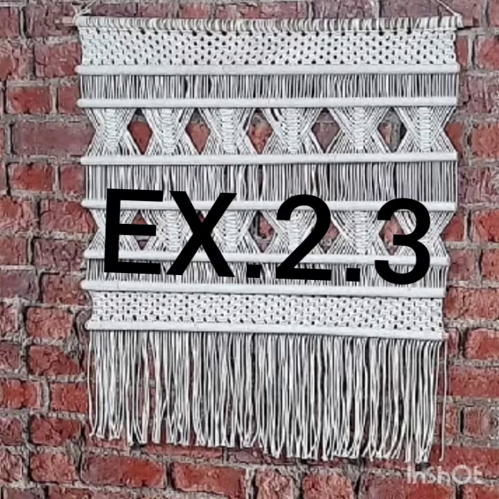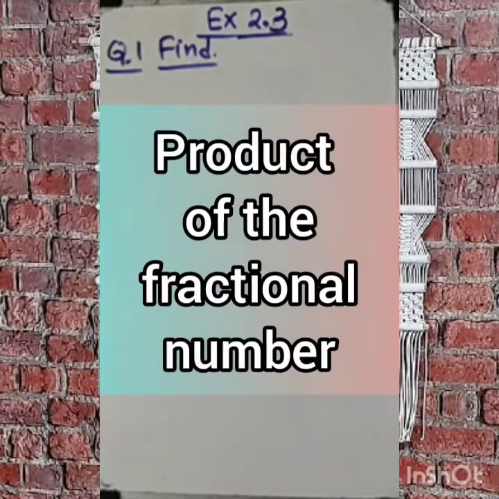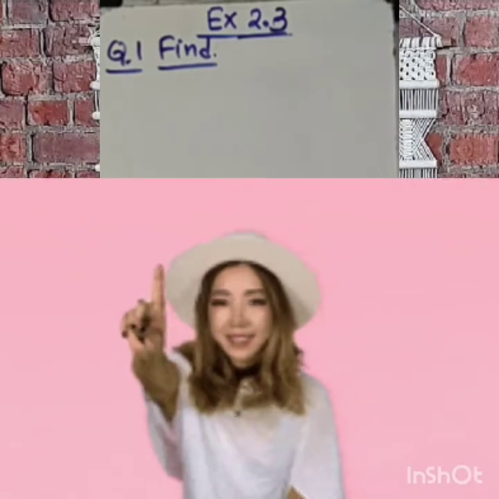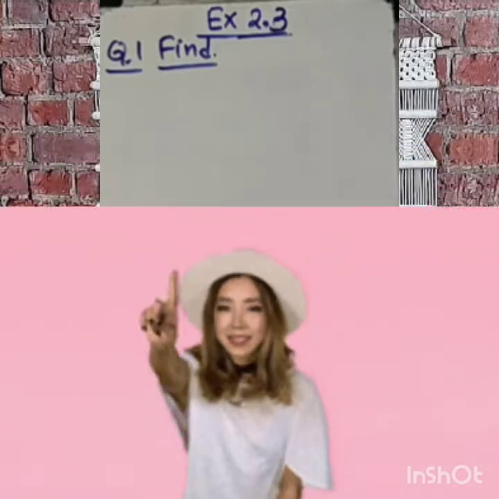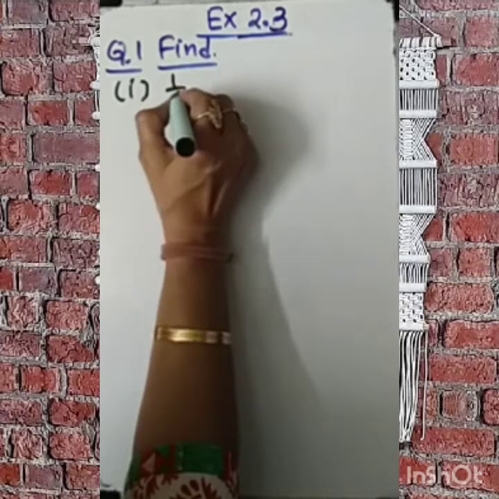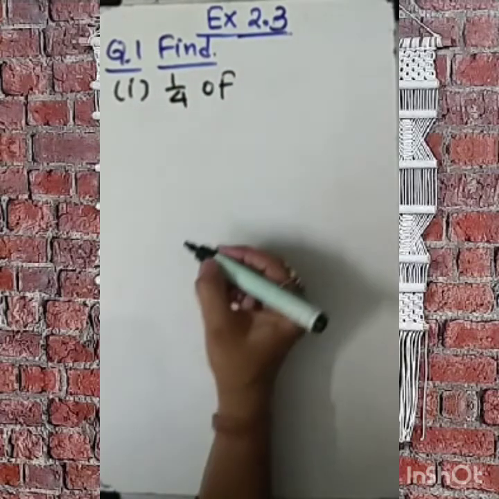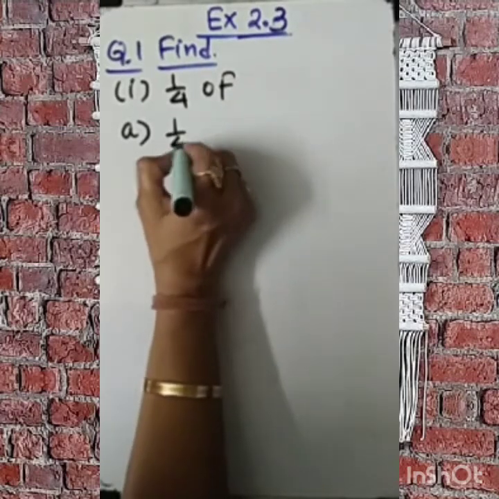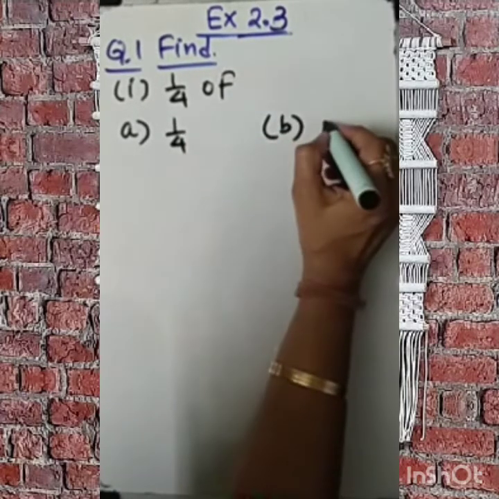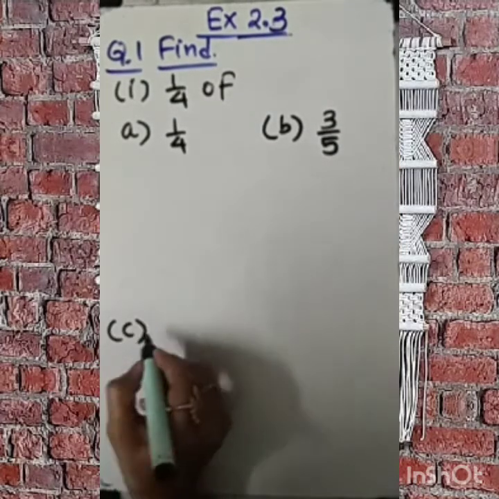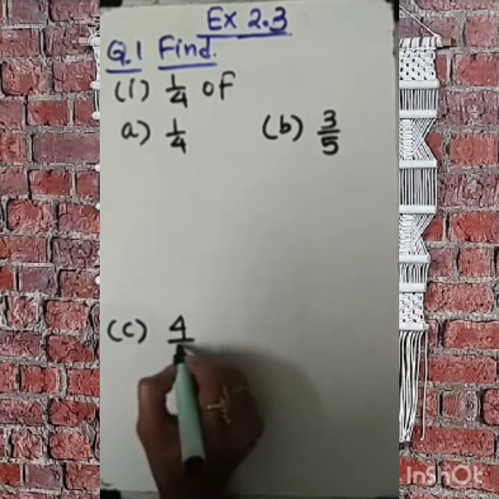Here, exercise 2.3 is fully based on the concepts of fractional numbers. So you will find it easy. Question 1 says find: one number in that, what we are given, 1 by 4 of. Here 3 numbers are given. First one is 1 by 4. Then second we are given 3 by 5, and the third is 4 by 3.